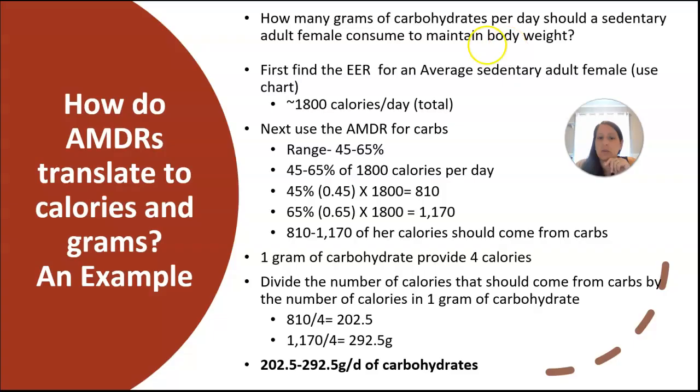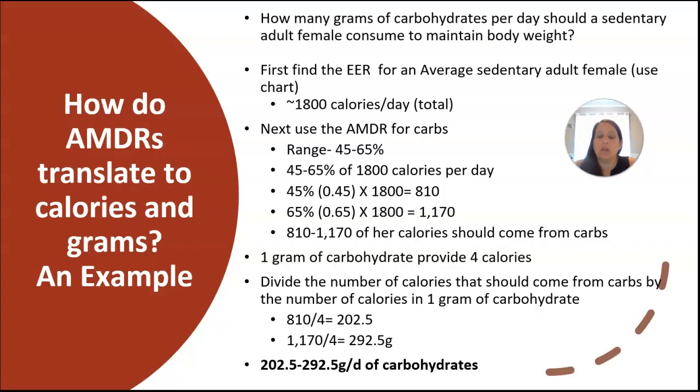So again, the first thing we should do is go back to that table and find the EER for an average sedentary adult female. Again, let's say she's 40. We would find that number, and that's about 1,800 calories per day total. So all of the food from breakfast, lunch, dinner, any snacks should come out to a total of 1,800 calories per day. Okay, so next we've got to figure out what's the AMDR for carbs. And so the range there is 45 to 65% should come from carbohydrates.